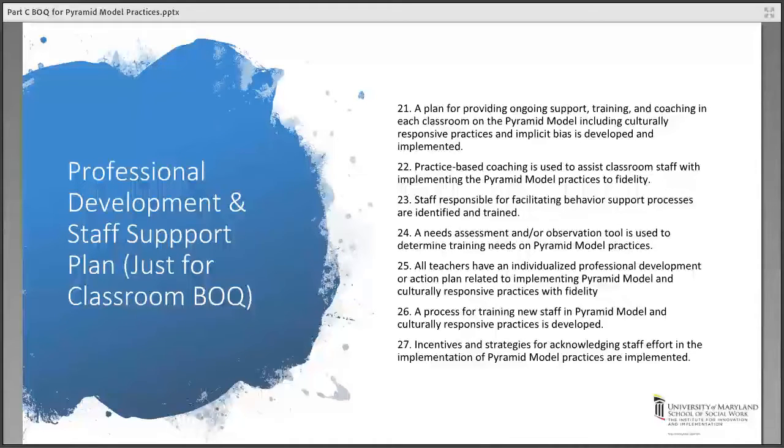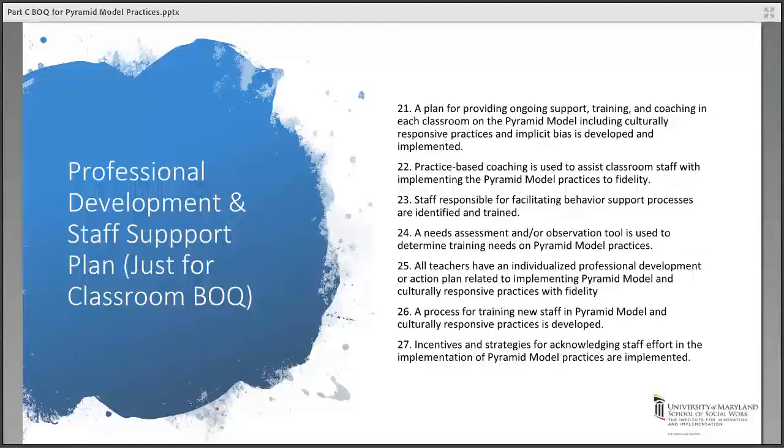The classroom version also has a second section called professional development and staff support, which is much the same as the prior section was for Part C, but again, a plan for providing ongoing professional support, training, and coaching for the classroom in the pyramid model. Statewide, there are several localities that are engaging in pretty targeted classroom-based coaching with cycles of practice-based coaching, and that's really designed to help staff identify action plans on how to improve their implementation of the pyramid model.